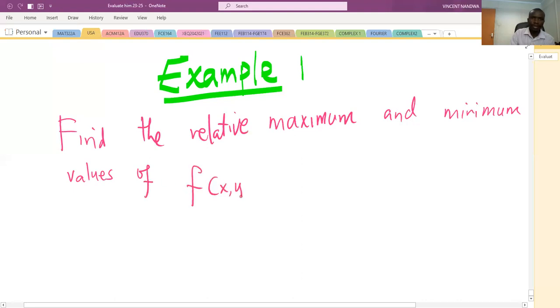So the function is f of x y equals x y minus x cubed minus y squared. So we still follow the steps we gave in the previous class. If you have not watched that video for illustration of the steps, I'll encourage you to watch it before you watch this example.